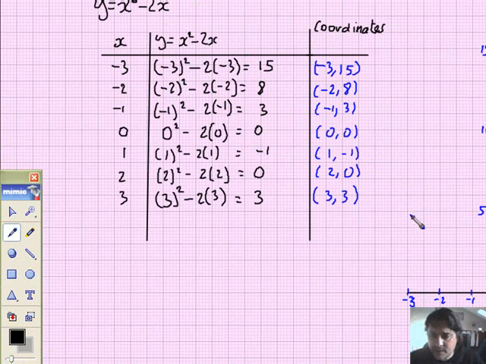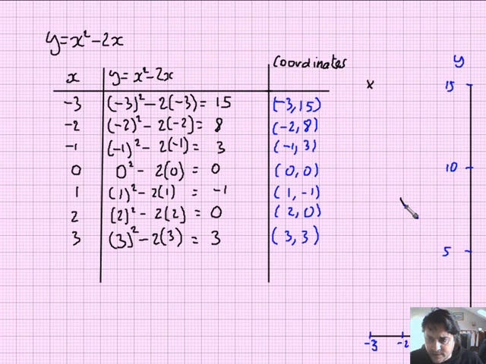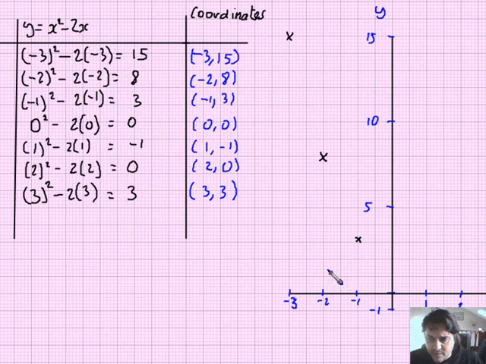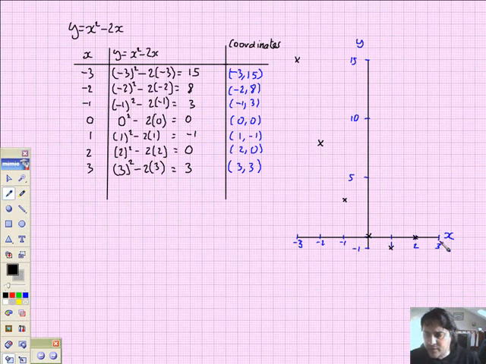Let's just plot that quickly. Minus 3 up the screen, 15 is there. Minus 2, 8. Minus 2, 10, come back 2. That's 8. And then we've got minus 1, 3. There. 0, 0 again. Then we've got 1, minus 1. There it is. We've got 2, 0. So we're climbing back up now. And we've got 3, 3.